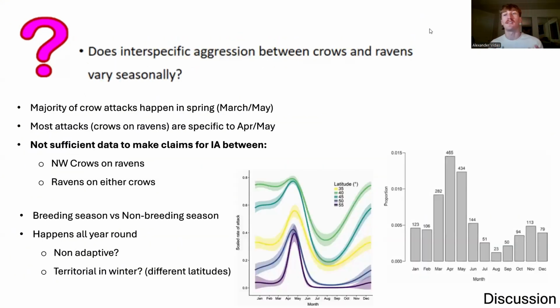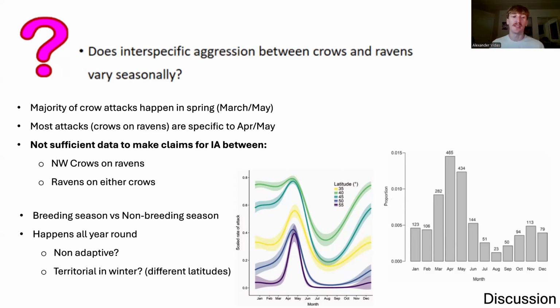And so, lastly, this third research question: does the IA between crows and ravens vary seasonally? The majority of crow attacks happen in spring, March and May, during breeding season, and most attacks of crows on ravens are specific to April and May. There isn't enough data, as I mentioned, to make any claims for the interspecific aggression of ravens on either species of crow, but we do still see it happen year round. I mean, there's no month on this table where it doesn't happen.